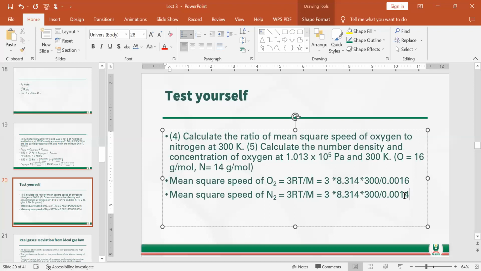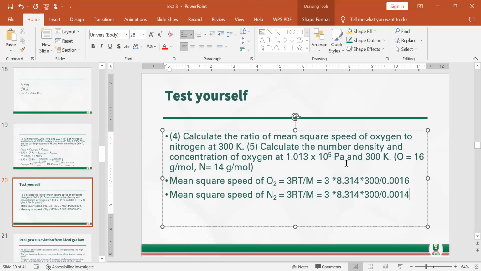So the question now: calculate the ratio of the mean square speed of oxygen to nitrogen at 300 Kelvin. You have calculated that of oxygen, you have calculated that of nitrogen. So what do you need to do? You take the ratio: the value you have here divided by the value you have here. That solves the problem. Now calculate the number density and concentration of oxygen at 1.013 times 10 raised to the power 5 Pascal. The pressure of the oxygen is given here.